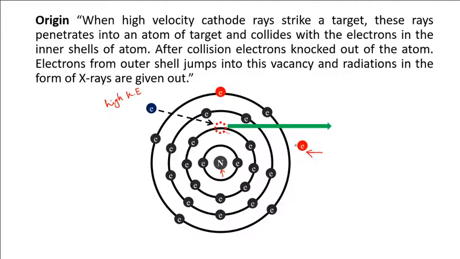As this electron gets knocked out, a vacancy is created here, and this vacancy is filled by a higher energy electron. As the higher energy electron fills this vacancy, the loss of energy is given out in the form of X-rays. So we now know how X-rays are produced when the highly moving electrons are suddenly stopped by the target.